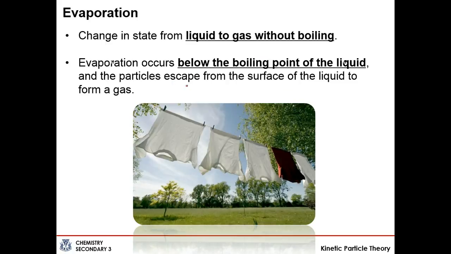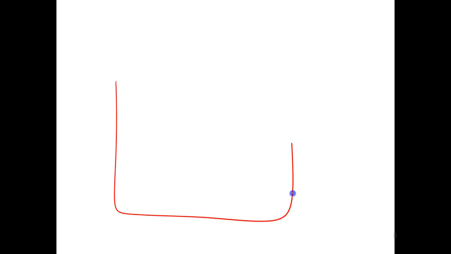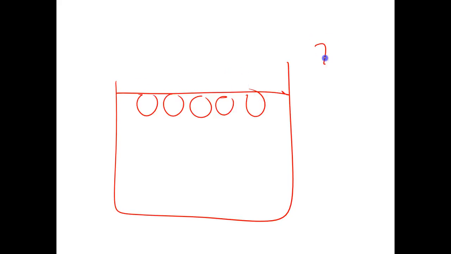Evaporation is a bit different. It is also a change in state from liquid to gas, but it doesn't boil. It is important to note that evaporation occurs below the boiling point. Anything at or above the boiling point, we call boiling. Anything below the boiling point, we call evaporation. So why does it evaporate? Because the particles on the surface have enough energy to escape. For example, this is a container with, let's say, particles of water. This is room temperature, but I can still get water evaporating off.